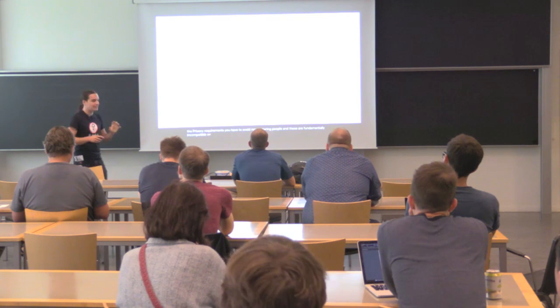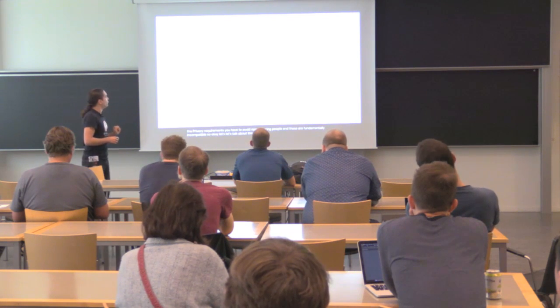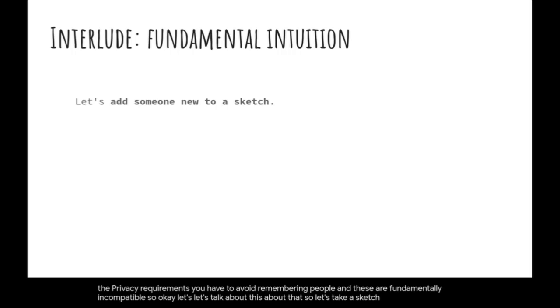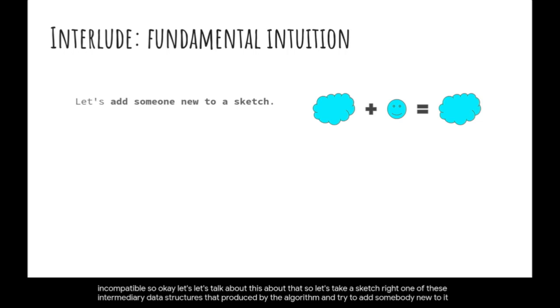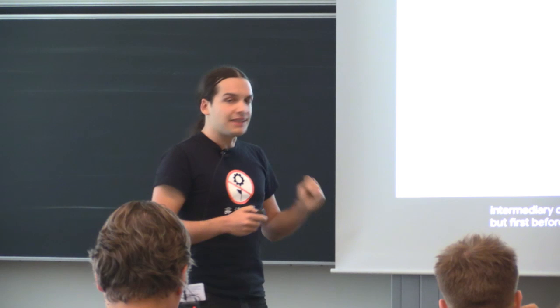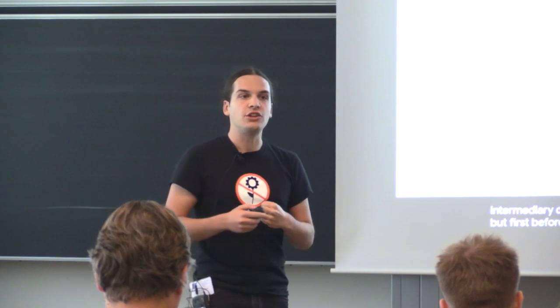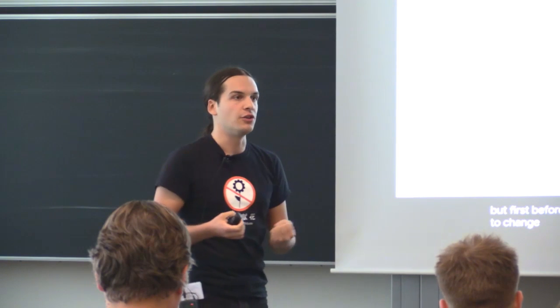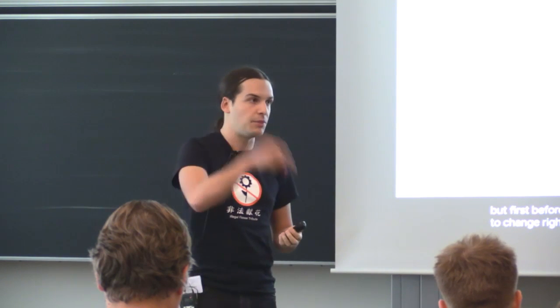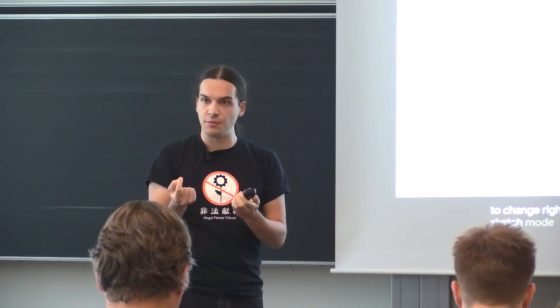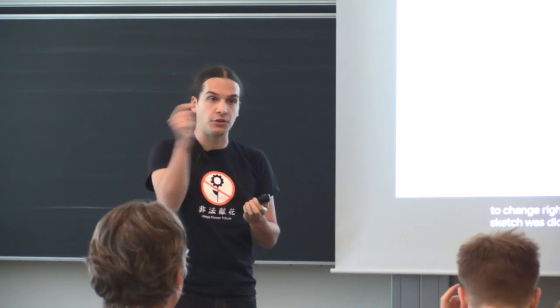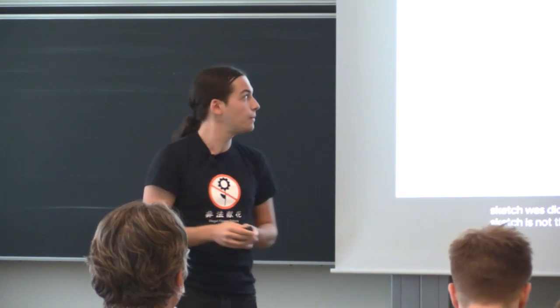So OK, let's talk about that. Let's take a sketch, right? One of these intermediary data structures that's produced by the algorithm, and try to add somebody new to it. Well, first, before doing this, let's try to add somebody that we already added before. In the deterministic case, the sketch is not allowed to change, right? Because if you already modified the sketch by adding somebody in there, since the sketch must deduplicate information, when you add the same person multiple times, the sketch is not allowed to move.